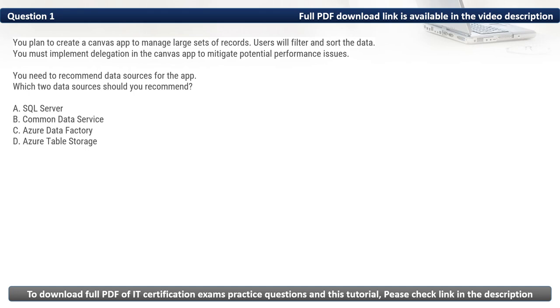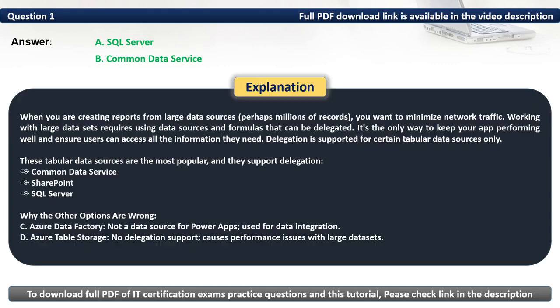Firstly, let's eliminate the incorrect options. We have C, Azure Data Factory. It is not a data source for Power Apps, it is used for data integration. Then we have Azure Table Storage. It has no delegation support and causes performance issues with large datasets. As such, the two data sources that we should recommend are SQL Server and Common Data Service. Thus, the correct options are A and B.